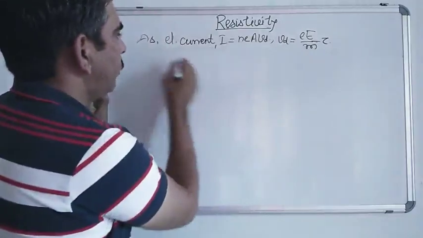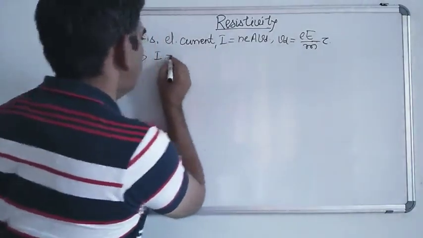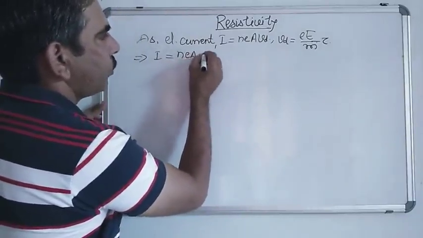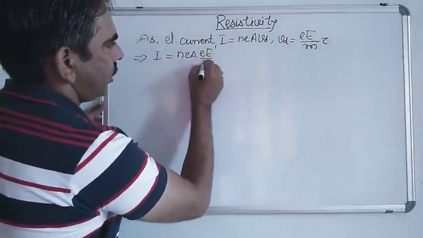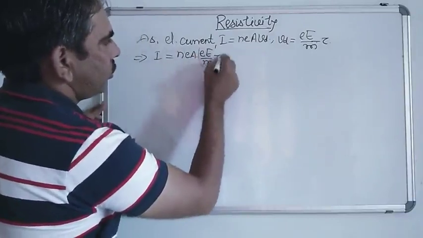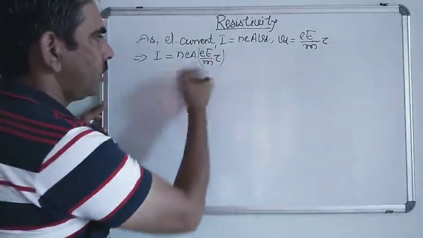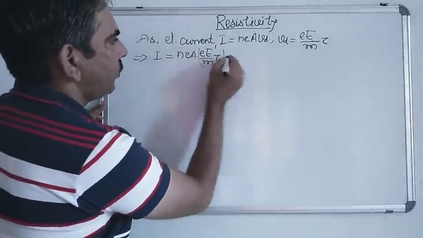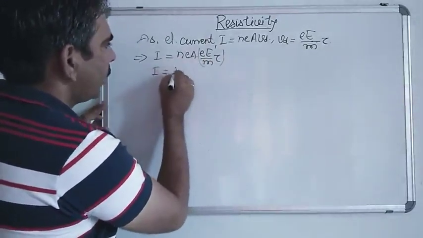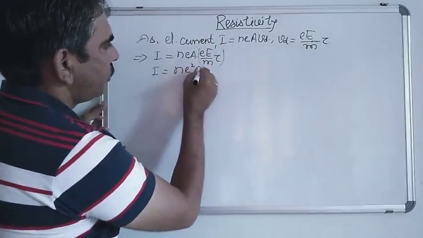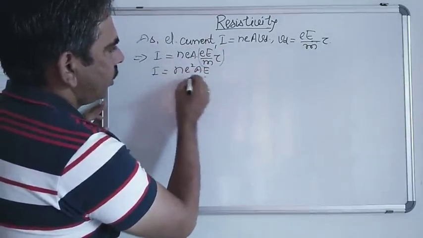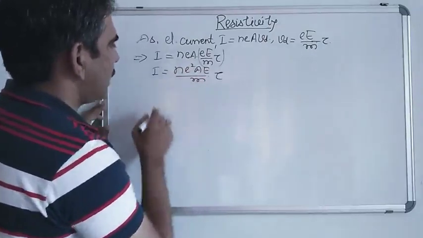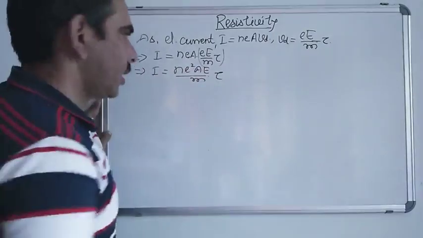So if we substitute the value here, we get the current to be equal to N into E into A into VD, which is E, capital E upon M into tau. So this is the drift velocity. If we simplify this, one E scales out here. So from here we get the expression N E square into A, capital E, upon M into tau. So this is the expression for the current, right?